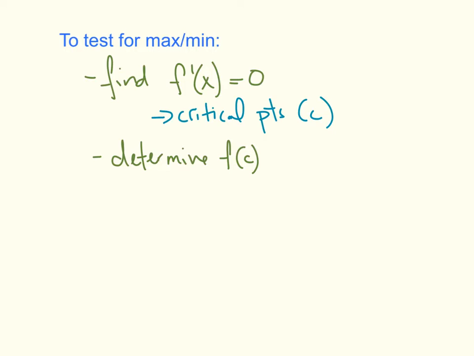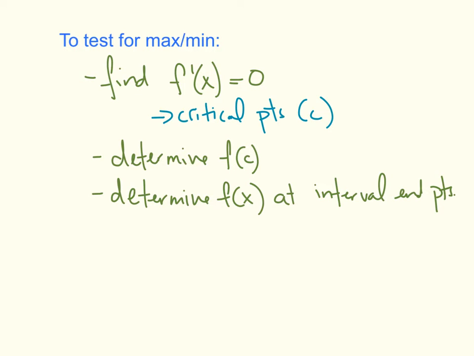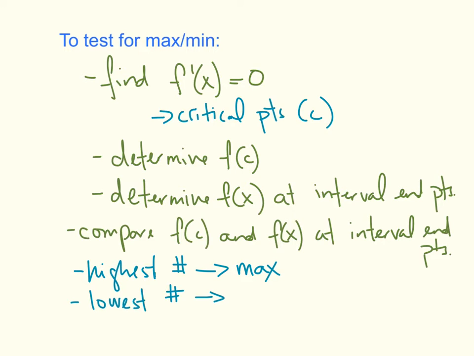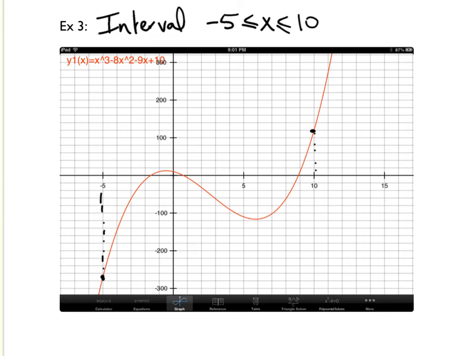So we want to determine f of x at our interval endpoints. And then we want to compare f of c and f of x at interval endpoints. And then obviously the highest value is going to be your max, and your lowest number is going to be your min. We can also have a situation like this, where our interval here is from -5 to 10.